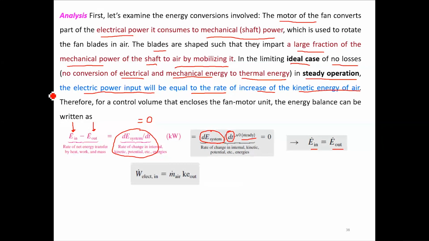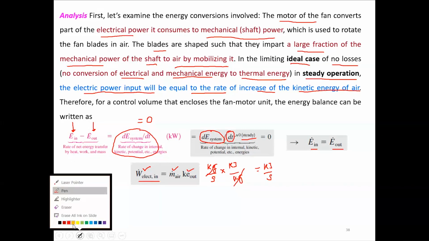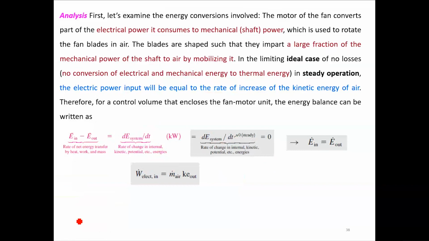So this is the situation where you have the electrical power coming in. You are familiar with the electrical power, it is given to you. This is the mass flow rate of the air multiplied by the kinetic energy per unit mass. Why do I write the mass flow rate with specific kinetic energy? Because mass flow rate has the units of kg per second, and specific kinetic energy is in kilojoules per kg. So if these two cancel out, I essentially have kinetic energy in kilojoules per second, which is the power, so that we can equate the electrical power with the power associated with the kinetic energy of the air.